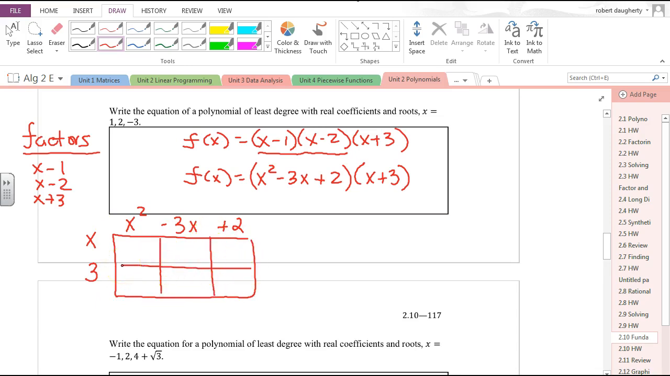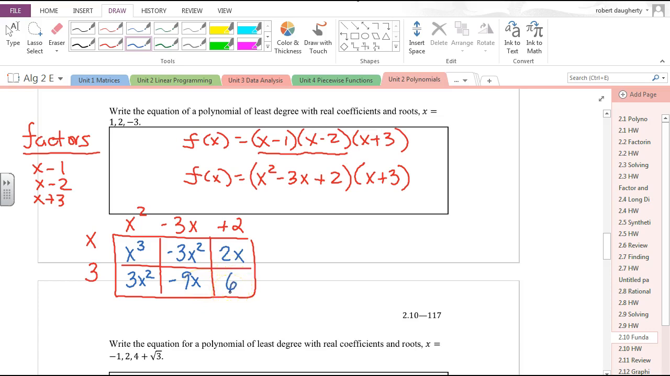What's x times x squared? I'm going to need participation today. What's x times negative 3x? Yeah. What is x times 2? What is 3 times x squared? What is 3 times negative 3x? And 3 times 2. Okay?